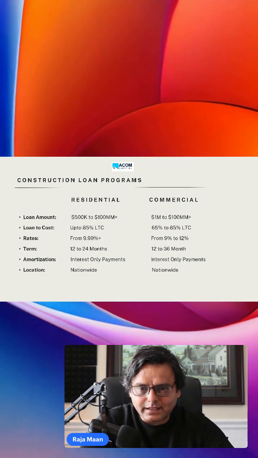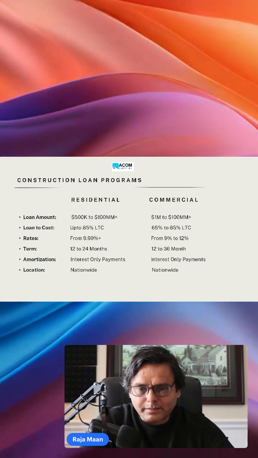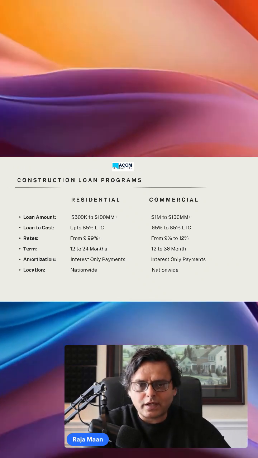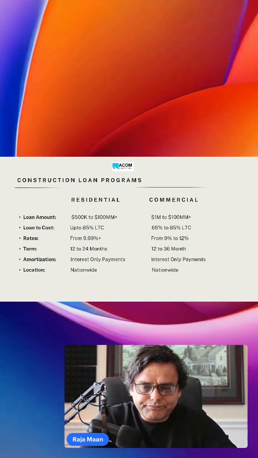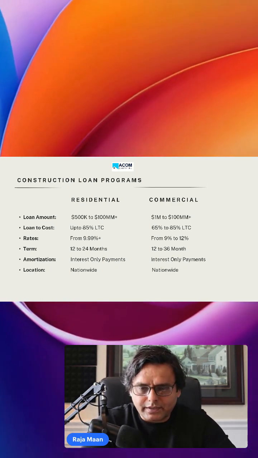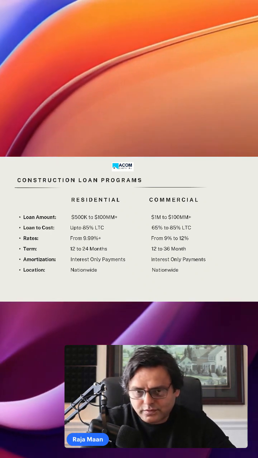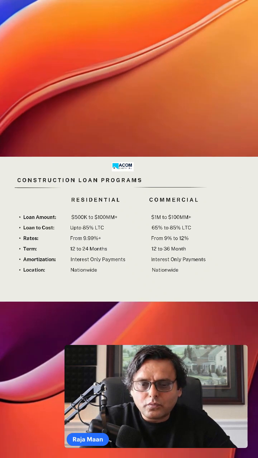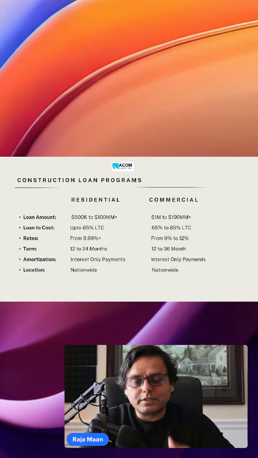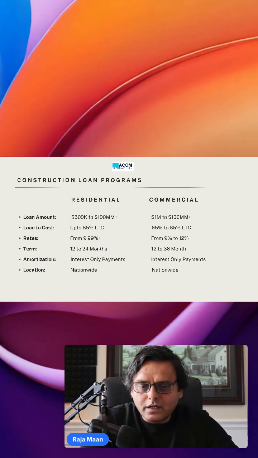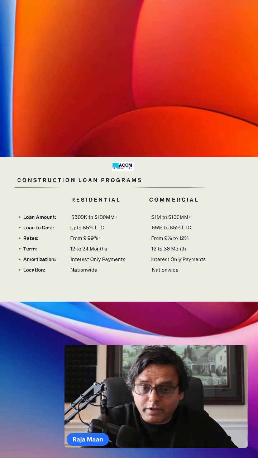Rates starting from 9.99% for residential. And for commercial, starting from 9% to 12%. Most people ask why it's lower than residential. Residential is mostly private. I would say 99.99% private lending we do for residential construction loans. For commercial, we do government loans, SBA, USDA. So they're from prime plus 2, prime plus 2.5, that range. So they can start from 9.5%. It can go up to 12, even more than that.